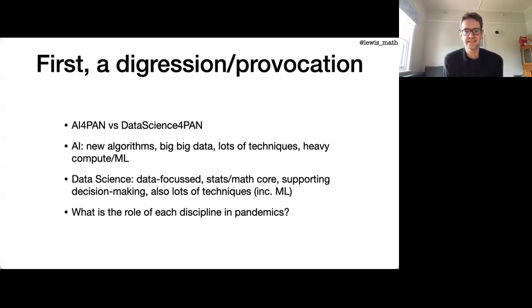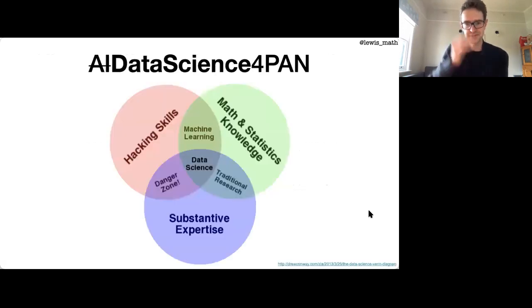I always see data science as having a very statistical or mathematical core, and the data science applications that I'll talk about here have very simple mathematical models sitting behind them. A key thing is that it starts with a question, and then we go find a data set that tries to answer that question. We try to support some decision with it. But like AI, it also covers lots of different techniques, including machine learning. So the provocation is, what's the role of each of these disciplines in understanding pandemics?